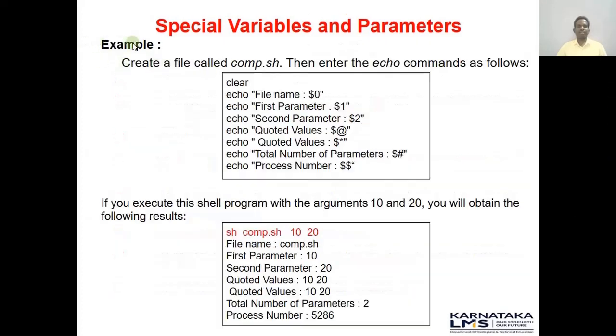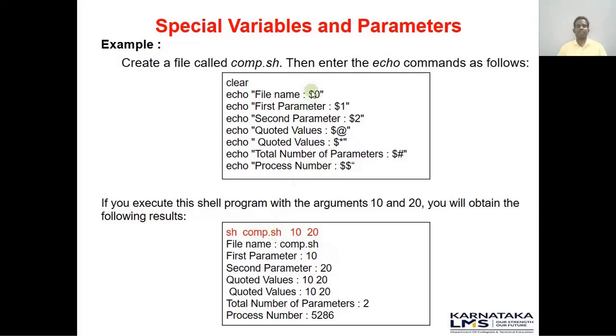Let us discuss an example. Create a file called comp.sh. Enter the following echo commands. It contains a set of echo commands with different positional parameters. If you execute this shell program with the arguments 10 and 20, you will obtain the following results. That is, comp.sh 10 20. Here comp.sh is a file name, 10 and 20 are arguments.